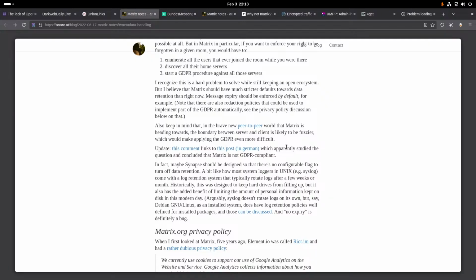a bit like how most system loggers in Unix, e.g. syslog, come with a log retention system that typically rotates logs after a few weeks or months. Historically, this was designed to keep hard drives from filling up, but it also added the benefit of limiting the amount of personal information kept on the disk. In modern day, arguably, syslog doesn't rotate logs on its own, but say Debian GNU/Linux as an installed system does not have log retention policies well defined for installed packages, and those can be discussed, and no expiry is definitely a bug.